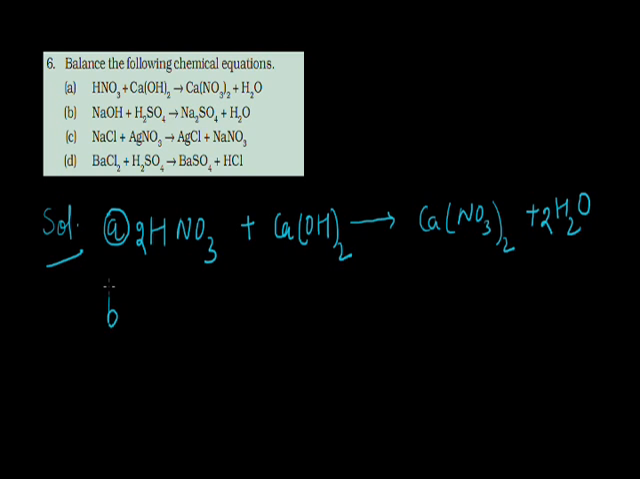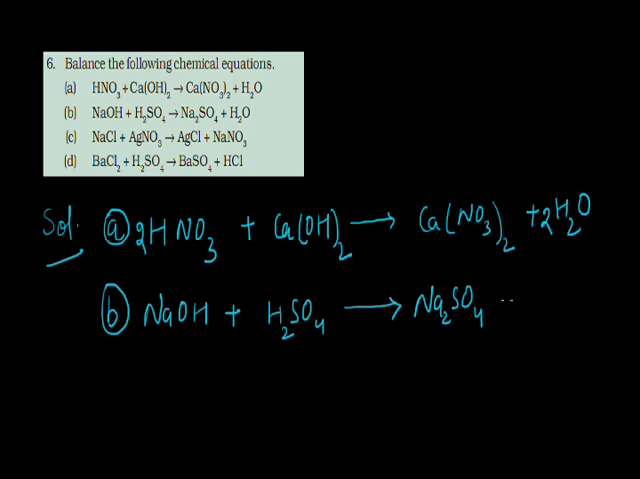The next equation is NaOH, sodium hydroxide, reacts with H2SO4, sulfuric acid, forms Na2SO4, sodium sulfate, and H2O, water molecule. If we see the number of sodium atoms on the product side, that is 2, and on the reactant side, that is 1. So we multiply NaOH by 2. That makes 2 sodium atoms on either side.